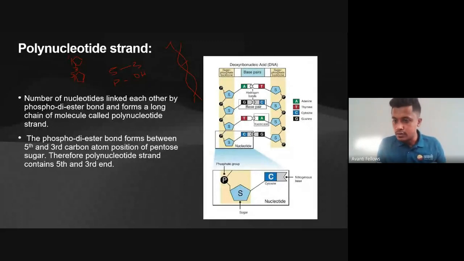So let's go. Now we have a polynucleotide strand. Let's get back a little bit. What did we understand? To form a nucleotide, what carbons are involved? First carbon and the fifth carbon, right? To form a polynucleotide chain, what carbons are involved? Third carbon and the fifth carbon atom, right? So the major carbon atoms that we have to remember are carbon atom 1, carbon atom 3, carbon atom 5.